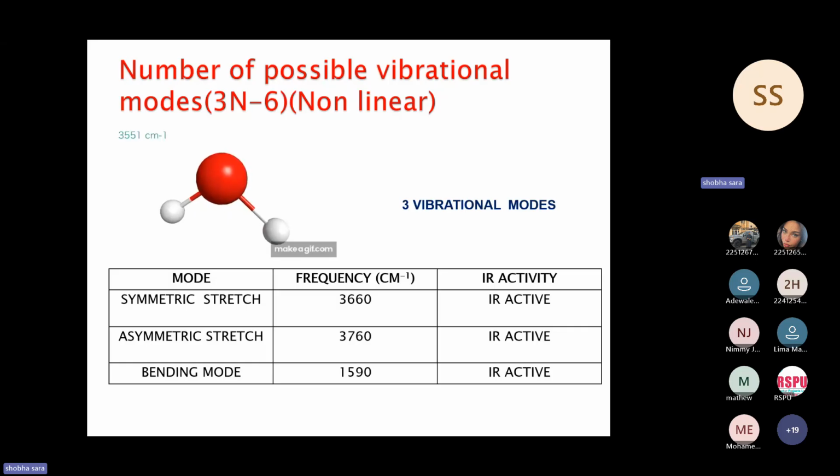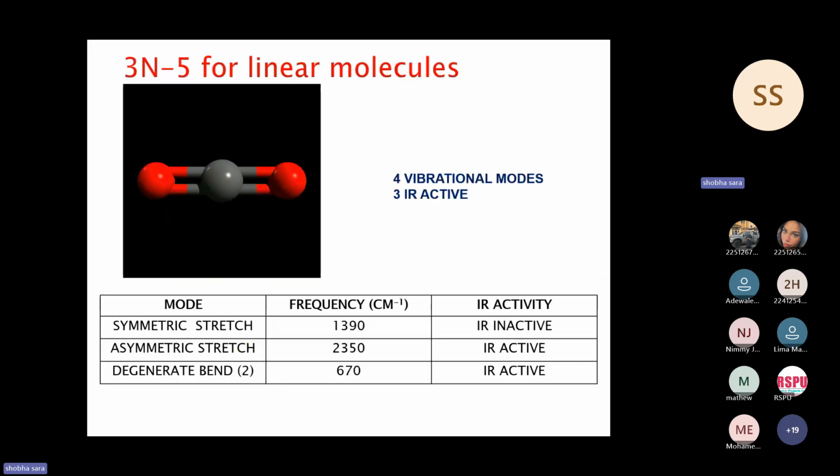But when we come to the next molecule, this is a carbon dioxide molecule. It is a linear molecule. The equation is different. It is 3n minus 5, where n is the number of atoms. So there are 4 vibrational modes possible for this carbon dioxide molecule.